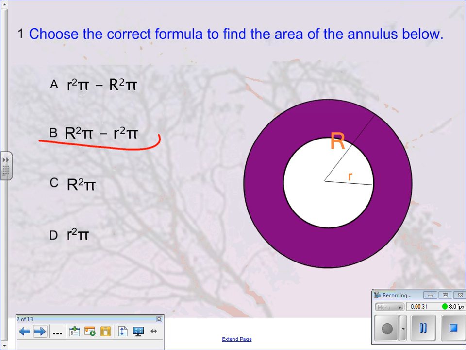B. Pi times big R squared minus pi little r squared. The big circle minus the little circle. This is an important thing. This is what our formula comes from.